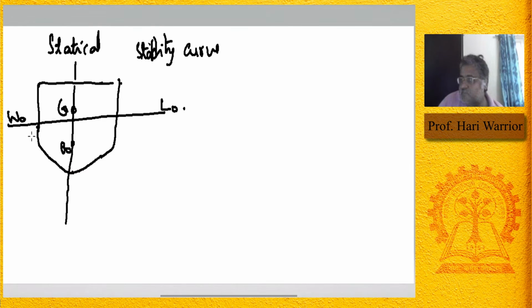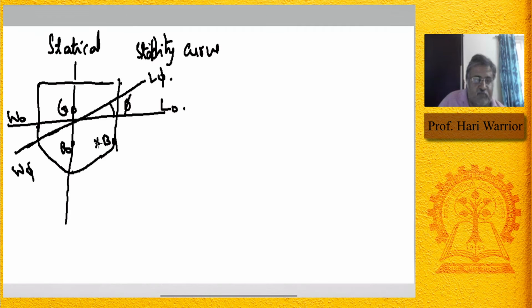Then let us assume that the ship heels by a small angle. Let's say wind acted, and the ship heeled by a small angle like this into W phi L phi. This is its final position, W phi L phi. It has heeled by an angle phi. When it heeled, B0 moved to B phi. And from B phi, I draw a vertical which hits here at the metacenter M.